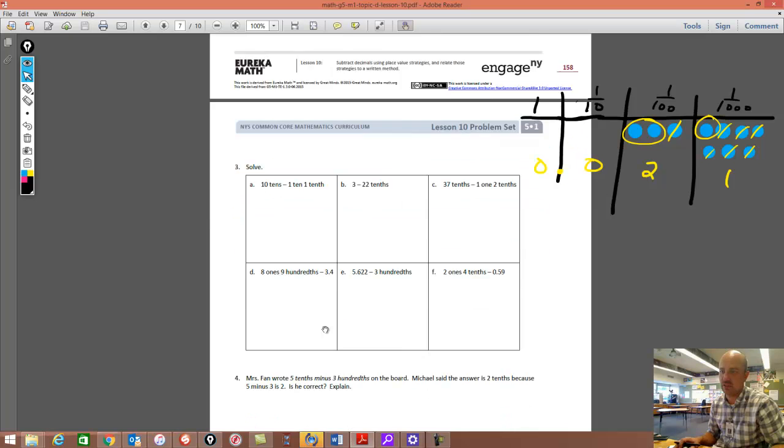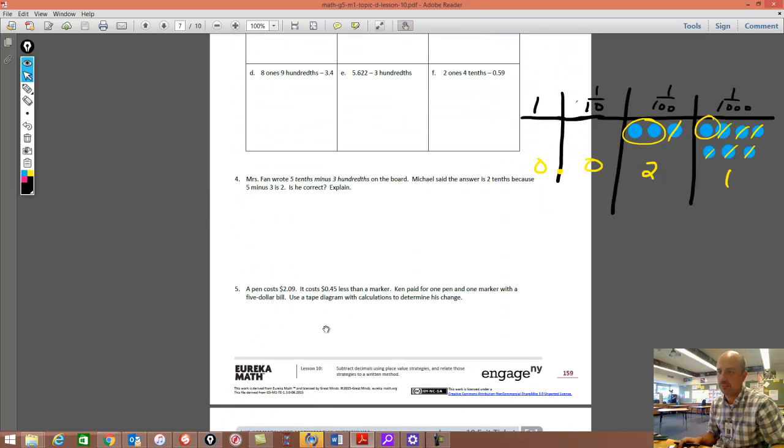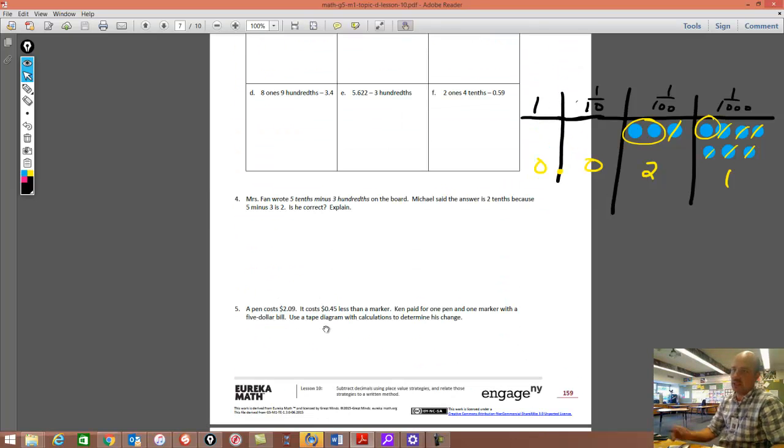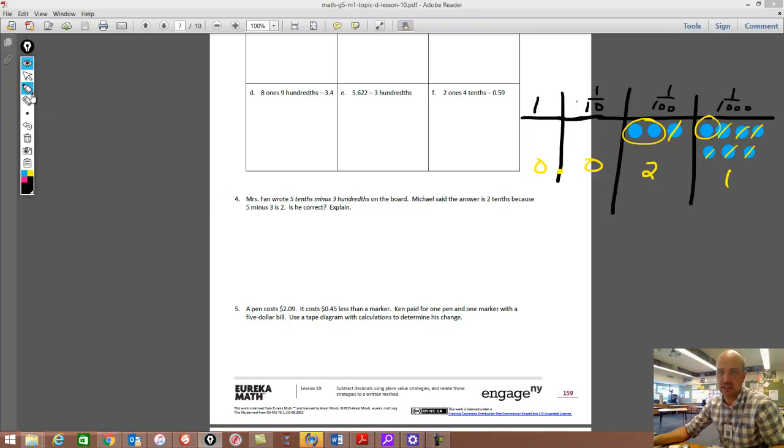Place value chart. Thank you, place value chart. Just to take a look at some of these. Let's look at Mrs. Fan, whoever that is. I want my pencil. Thank you. Mrs. Fan wrote 5/10 minus 3/100ths on the board. Okay, and Michael, good job, Michael, said the answer is 2/10 because 5 minus 3 is 2. Is Michael correct? 5/10 minus 3/100ths.